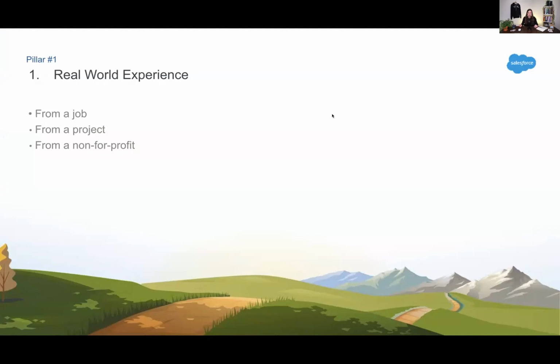So the first pillar is based on project experience, real world experience. No amount of studying can really compare to how valuable it is to get hands-on experience. So being able to recall specific projects or implementations that you've done will help you to answer some of the tough scenario-based questions in the exam.